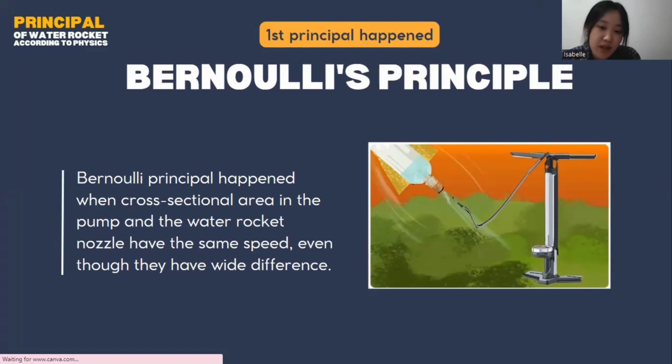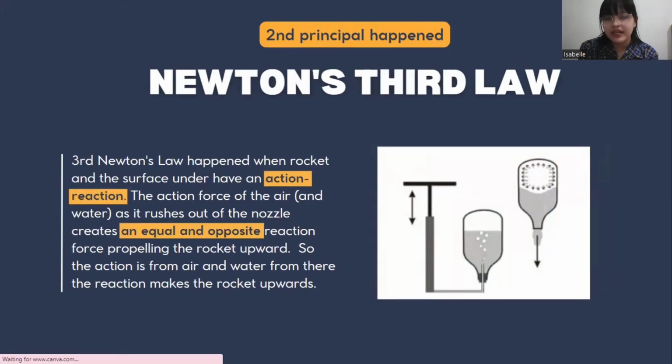Bernoulli's principle happens when the cross-sectional area in the pump and the water rocket nozzle have the same speed, even though they have wide differences. The second principle that happens is Newton's third law. Newton's third law happens when the rocket and the surface under have an action-reaction. The action force of the air and water as it rushes out of the nozzle creates an equal and opposite reaction force propelling the rocket upward. So, the action is from the air and water in their direction, which makes the rocket go upwards.